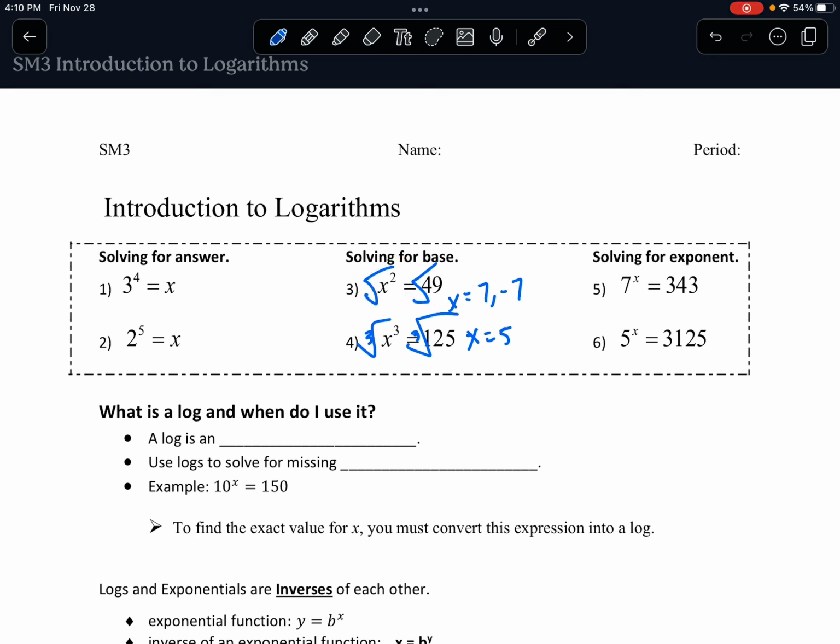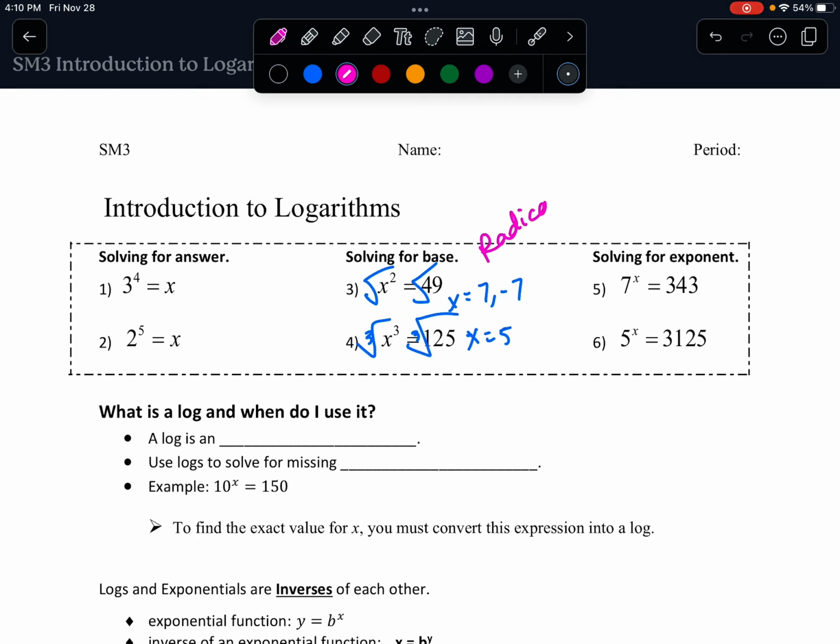So radicals help get rid of the number. I'll put exponents, the whole word. Look at me writing a whole word. Okay, radicals help get rid of number exponents. But what do we do to get rid of a variable exponent, right? Like, how do we get the variable out of there?